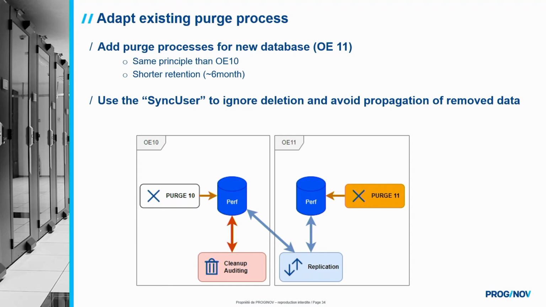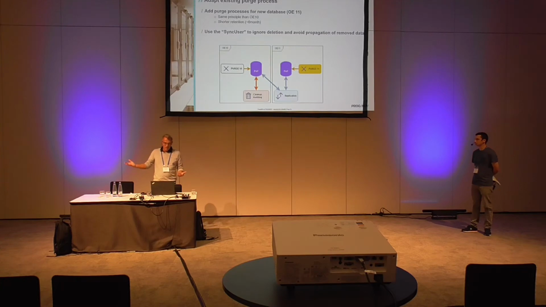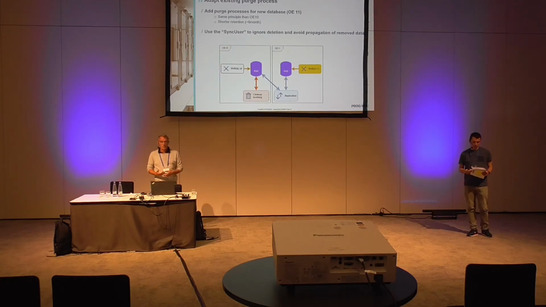What I also have to do is, I'm not allowed to have the same size for my 2 DBs. So I have a purge process, but on my new DB, which is an OpenEdge 11 DB, it must be smaller. For example, 3 months instead of 5 years. So I will use the same process, but I do not want the 3 months purge to go to the DB with the 5 years purges. So I do all the delete purges with the sync user, and there is no replication between the 2 DBs.